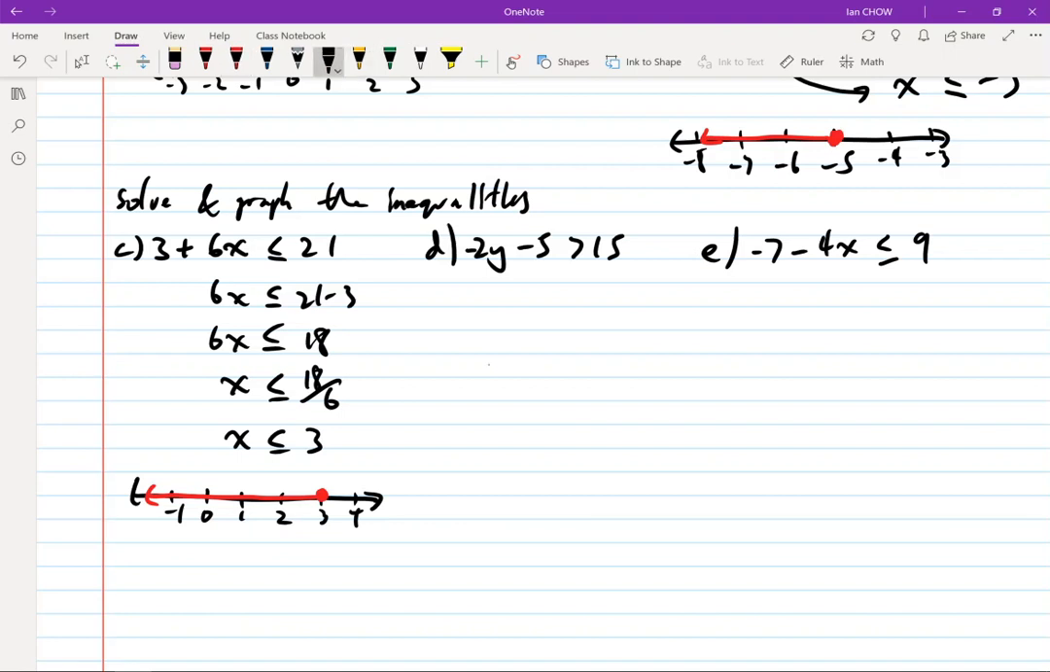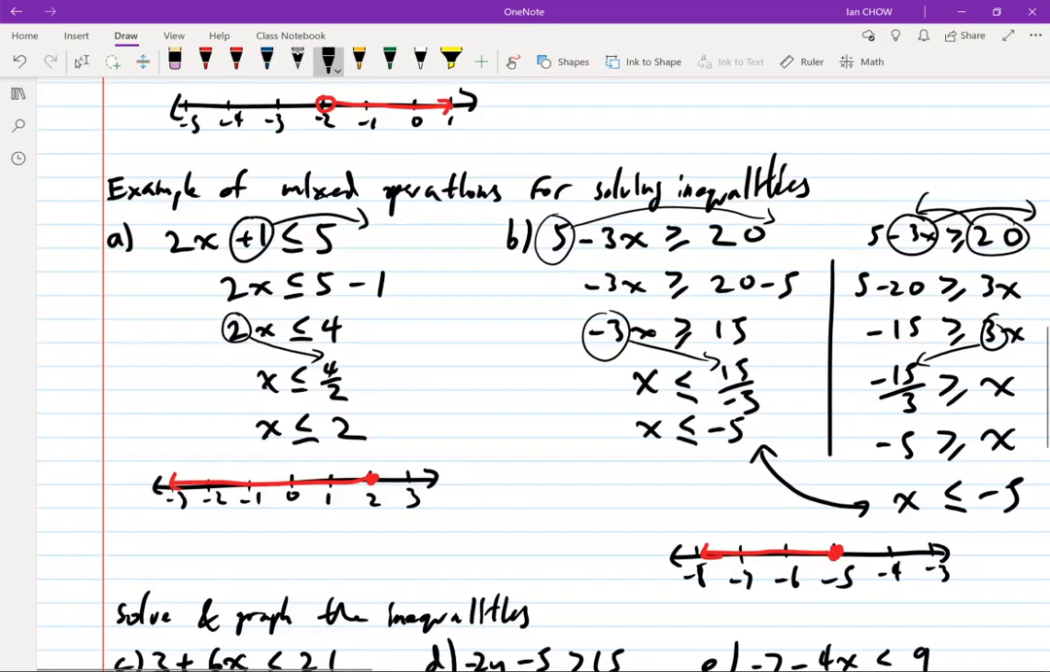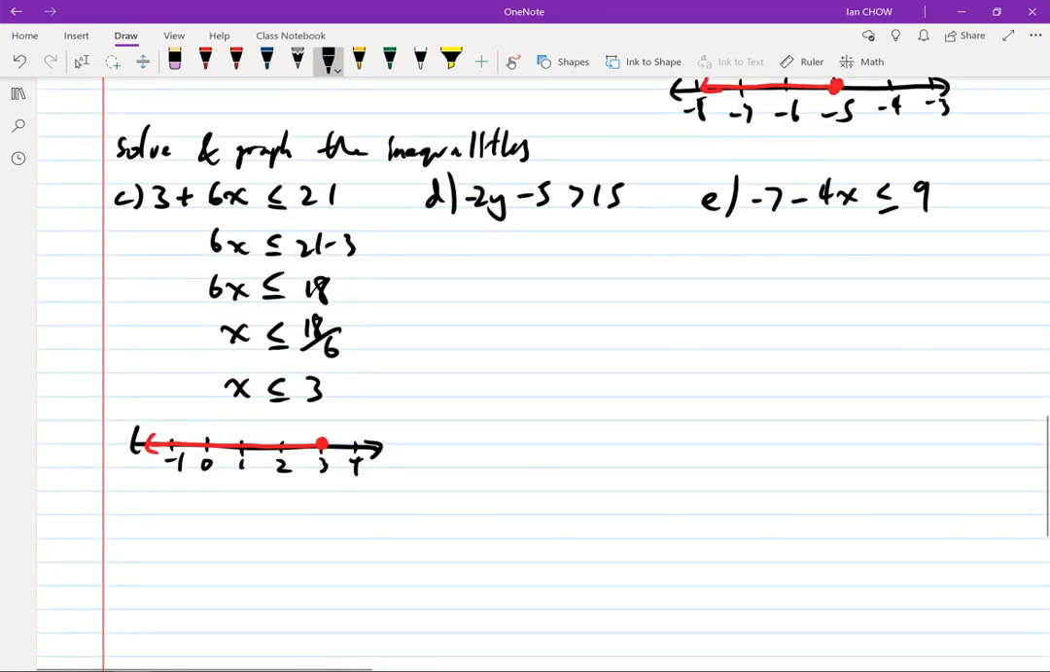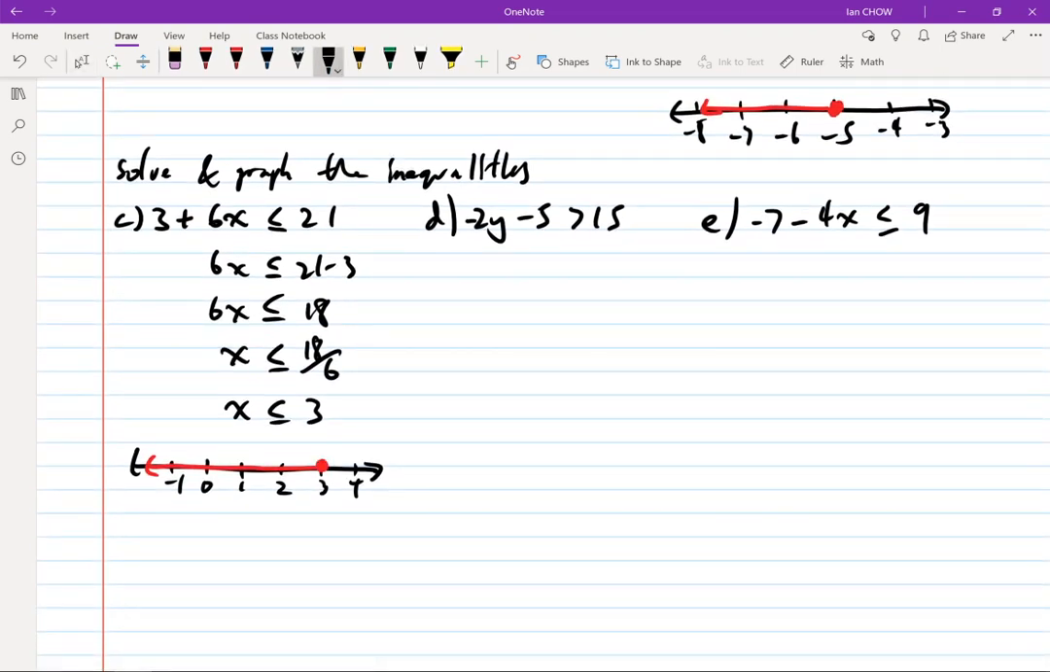Now, D. Negative 2y minus 5 is greater than 15. As I said before, there are 2 ways of doing this. I'm going to show this one first with the left side way, and then for E, I'll do the right side way. Not the correct right way, but the left side way and the right side way. So negative 2y, that stays the same.